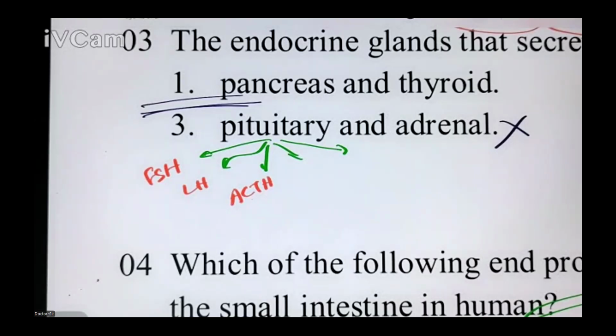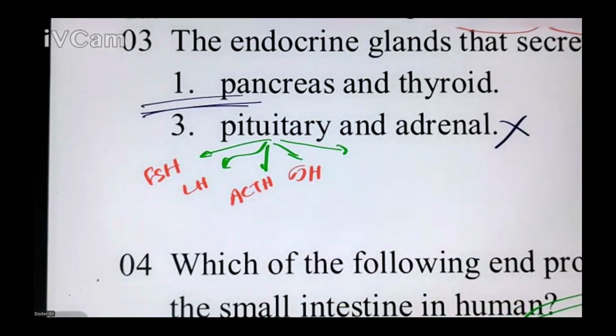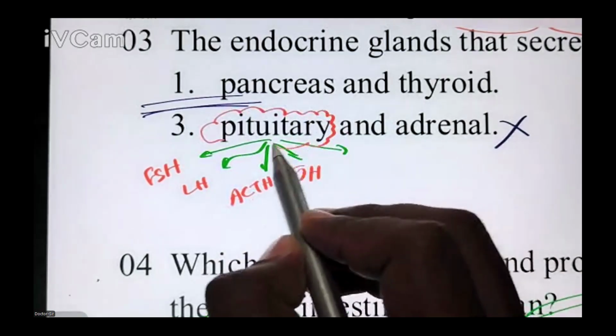Yes, FSH, LH, ACTH. Then another pituitary hormone; medically we divide it into anterior pituitary and posterior pituitary. At your level, no need for that much detail. Then we have GH, growth hormone, oxytocin, prolactin. All those hormones can be secreted by this pituitary gland.